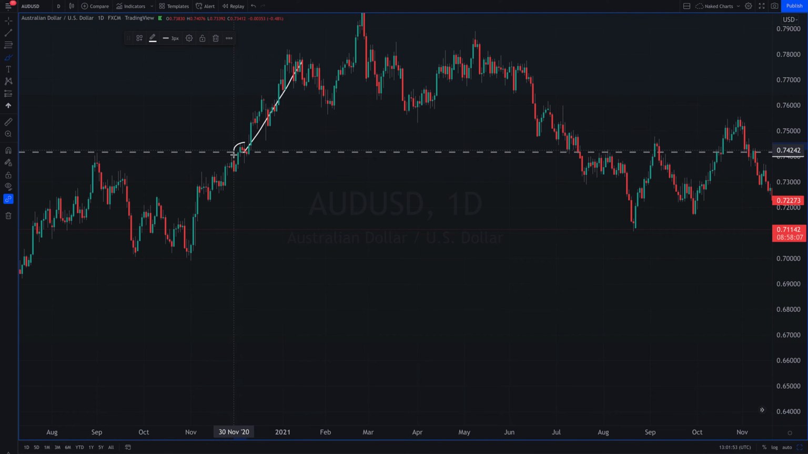You can see here for a little bit of time, the market played with that level, but it did eventually get through. And then the market moved from 0.7413 all the way up to 0.7811. Okay, so nearly, well, pretty much a 400 pip move that you could have made.